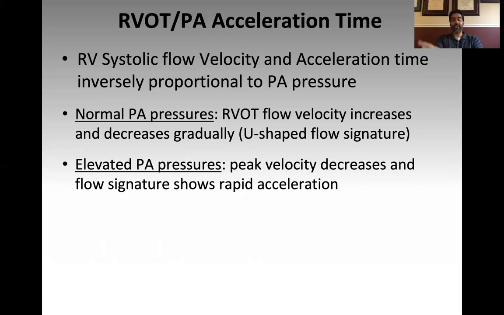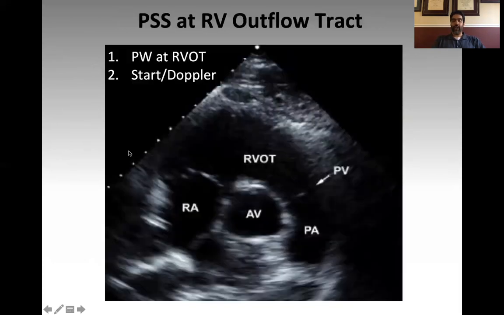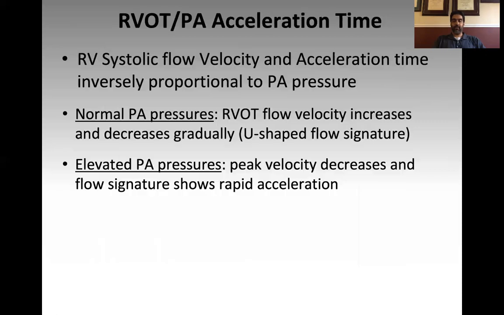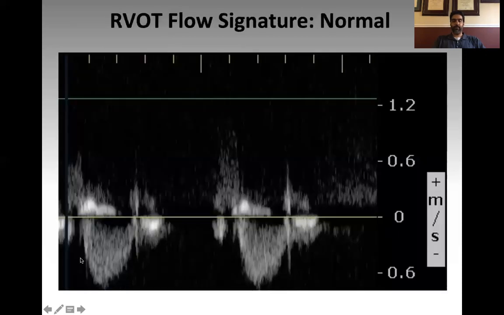But let's talk about the principle behind it first. The principle is that if you look at a patient with normal PA pressure, that means a normal RV and a low afterload pulmonary arterial system, so low afterload, low resistance, normal RV. When you see blood being shot out of the RV through the RVOT, if you looked at the VTI, or the velocity time curve of normal PA pressures, it would look something like this.